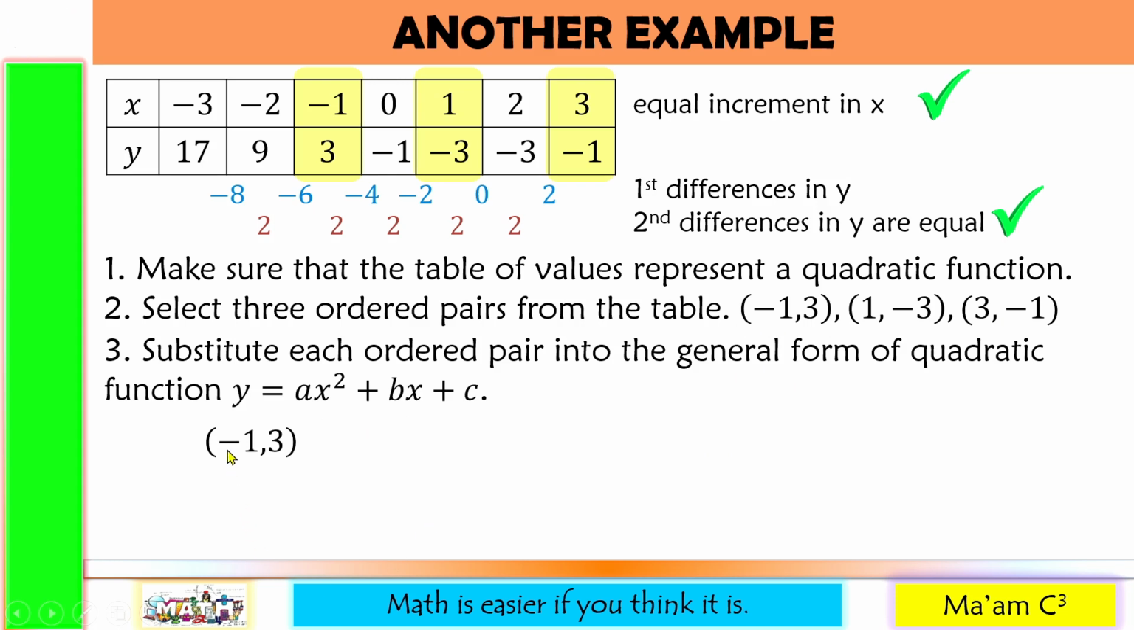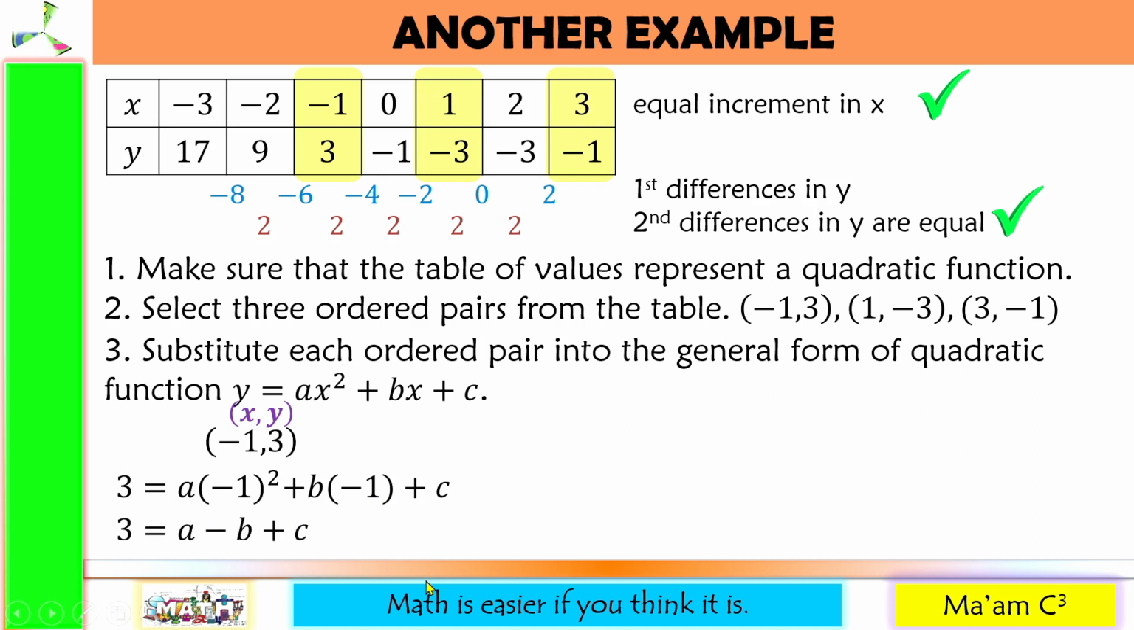Again, the first one is x, the second one is y. So the value of y here is 3, and the value of x here is negative 1. Negative 1 squared is 1 times a is still a. Negative 1 times b is negative b. And then we simply copy 3 and c. This is our equation 1.